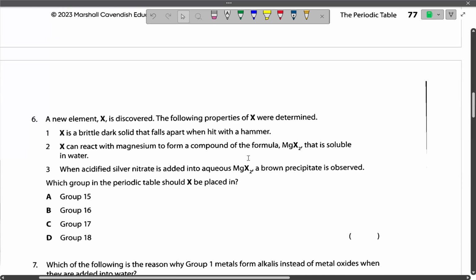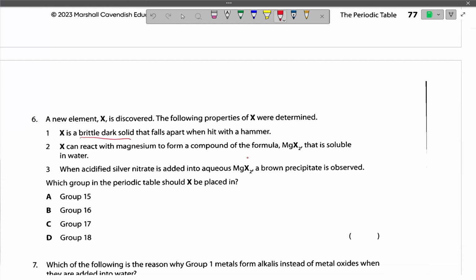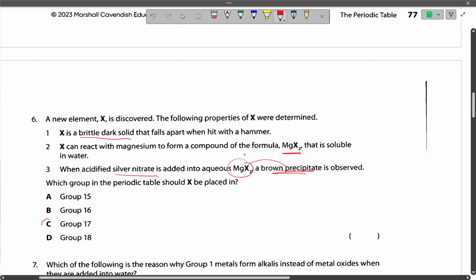Element X is found. The properties, brittle, dark solid, look like a non-metal. It reacts with magnesium to form a compound, so it looks like group 17. Imagine putting chlorine into the X position, then you have magnesium chloride. It looks possible. When silver nitrate is added, a brown precipitate forms. It looks like silver chloride, silver iodide kind of thing. So it's likely that the answer is this one.